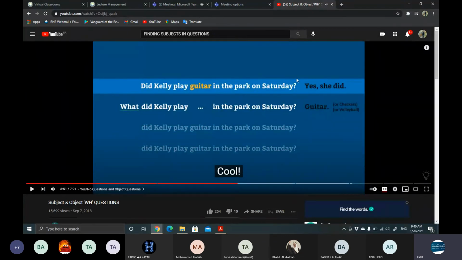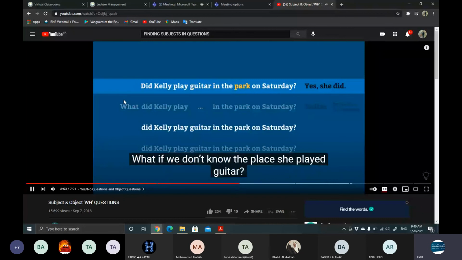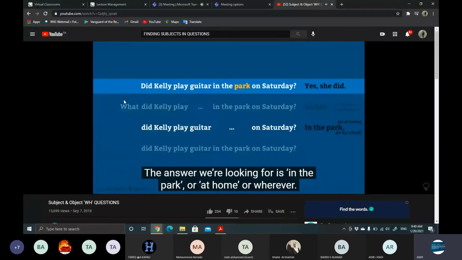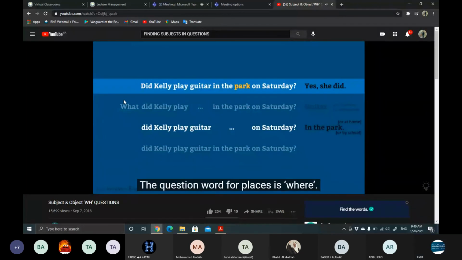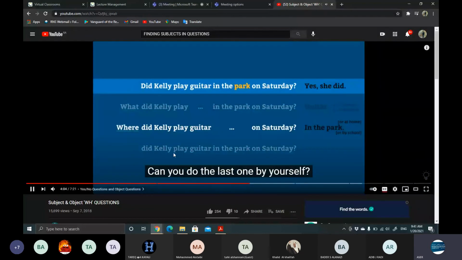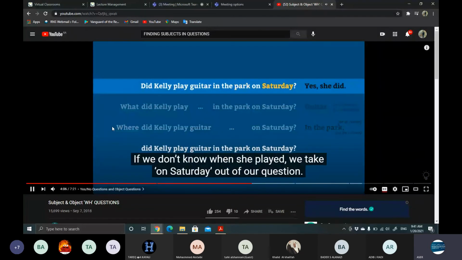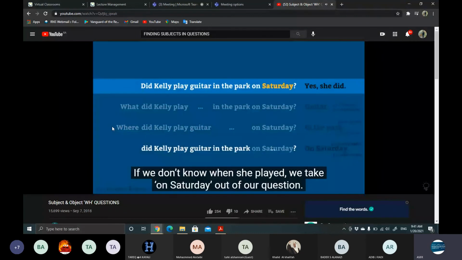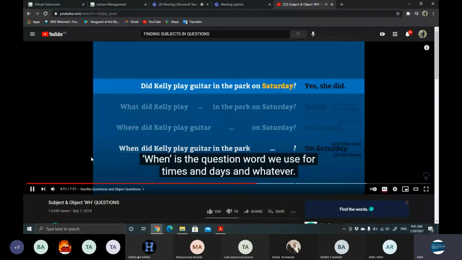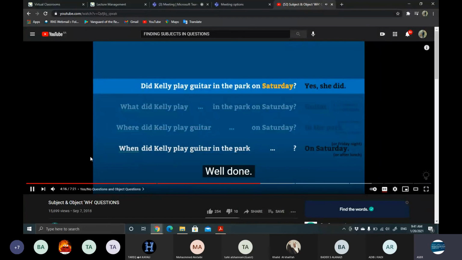Cool. That's it. So in order to change any of these yes-no questions into a WH question, just eliminate the thing you will ask about and put the relevant question word in front of it. Oh, what about the next one? What if we don't know the place she played guitar? The answer we're looking for is in the park or at home or wherever. The question word for places is where. Yep. Can you do the last one by yourself? Yeah. If we don't know when she played, we take on Saturday out of our question. When is a question word we use for times and days and whatever. Well done. And that's how we do object questions.